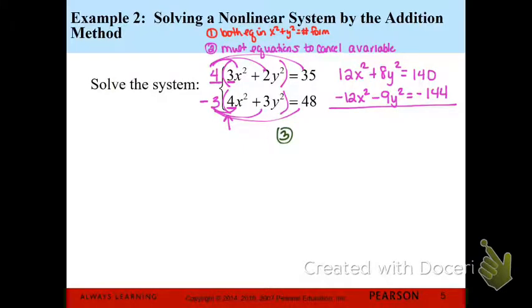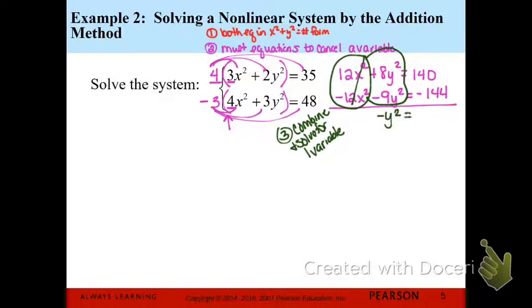And then we move on to step 3. What was step 3? Add them together. Yeah, combine and solve for one variable. All right, so let's combine. What's 12x squared minus 12x squared? Nothing. Good, it cancels. What's 8y squared minus 9y squared? Negative y squared. Good. Equals, what's 140 minus 144? Negative 4. Okay, now what? Divide by negative 1.